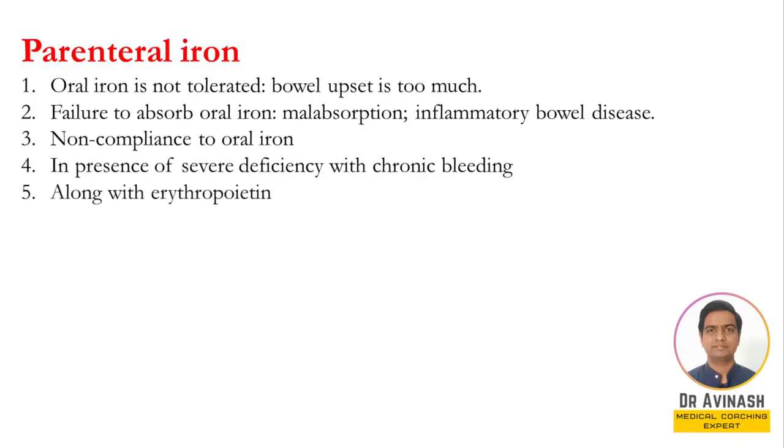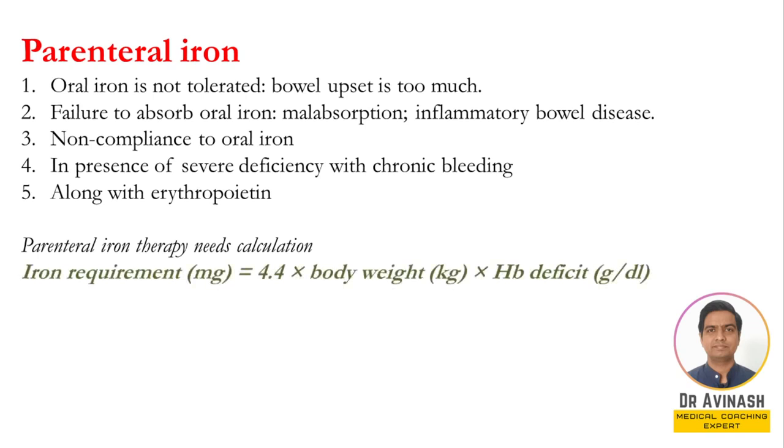We also give parenteral iron in all those people who we have given erythropoietin. See, the moment we give erythropoietin, the production of RBC is going to increase drastically. When you have increased production of RBCs, you need to provide raw materials also. Iron is one of the important raw materials. The parenteral iron therapy has to be calculated. You can't randomly give any number. The calculation is very simple.